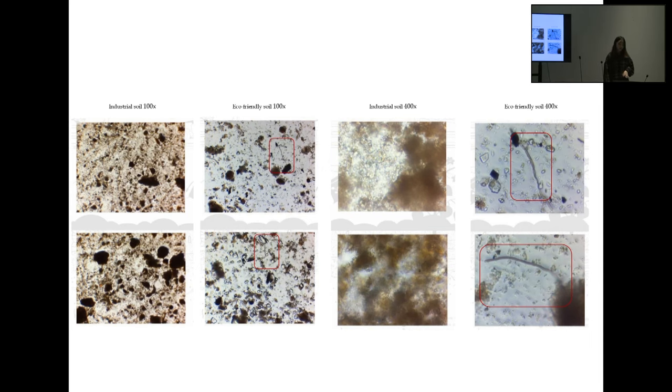And there's also another field working as a control group, and all the visitors can test the soil from two fields and make a comparison. They can easily find that soil from the industrial farmland is less vibrant, because you can find less fungi and organic matter.